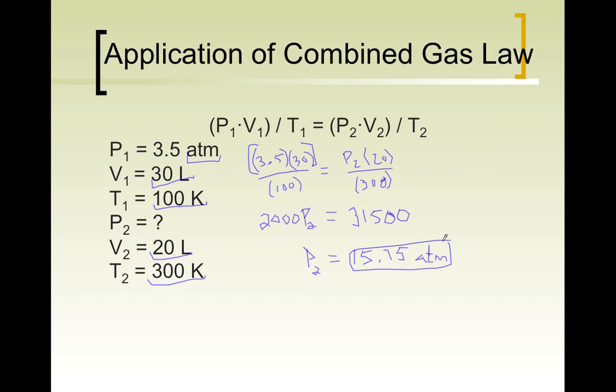So that's how you can look at all the different gas laws. First we looked at Boyle's law, the relationship between pressure and volume. Then we went to Charles' law, which is the relationship between volume and temperature. Then to Amontons' law, which was the relationship between pressure and temperature. And lastly, the combined gas law has all three: pressure, volume, and temperature.